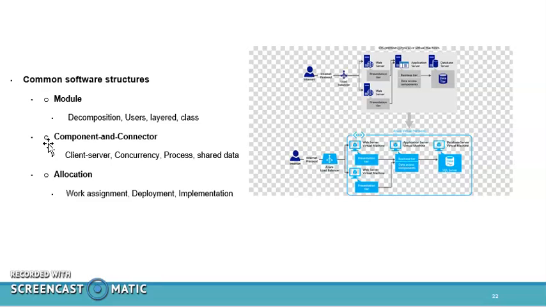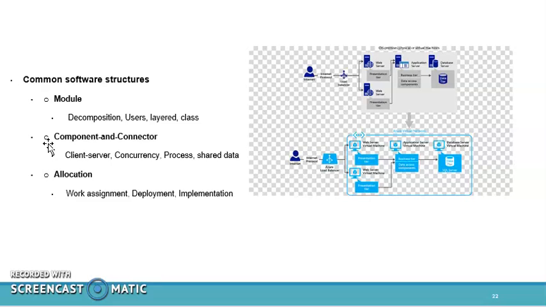And allocation. In allocation structures, the work assignment, meaning which module will be developed by which team, is a part of allocation structures. Again, deployment is a part of allocation structures. And implementation means how the system will be implemented. Like whenever I am building a software, how I will develop it. In the front end I will use the AngularJS framework, in the back end I will use C#. As database I will use MongoDB.